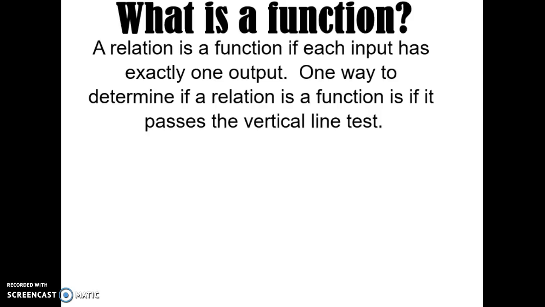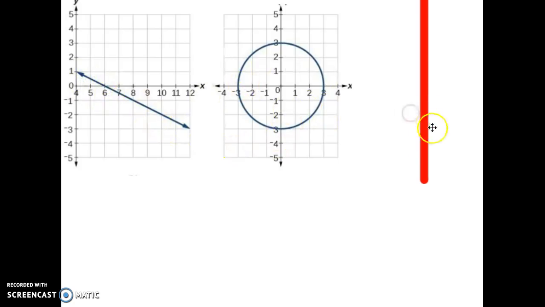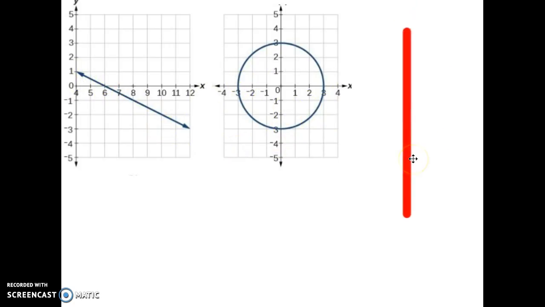Okay, I'm going to share with you 2 examples of a vertical line test. Go ahead and jot these in your notes or on that front cover along with the definition. Okay, so right here you can see I have a line and I have a circle. So I have 2 graphs. And over here to the right, I have this red vertical line.